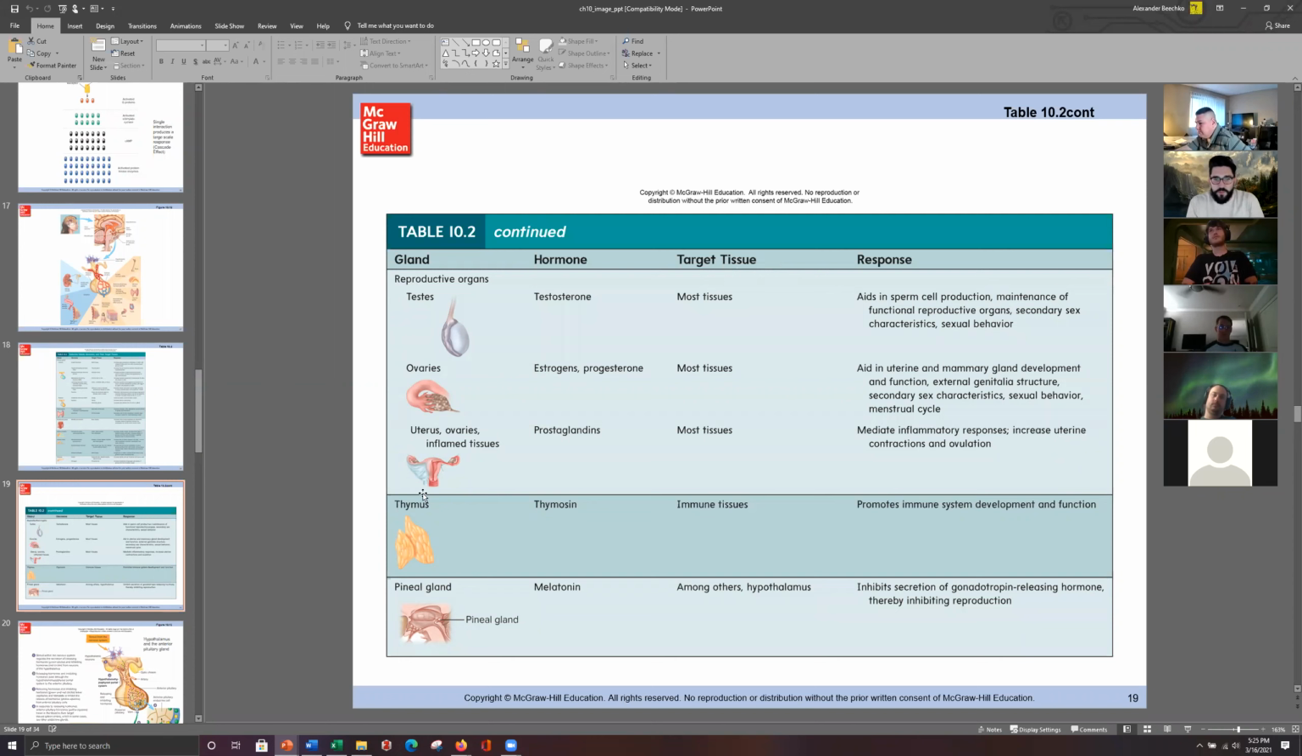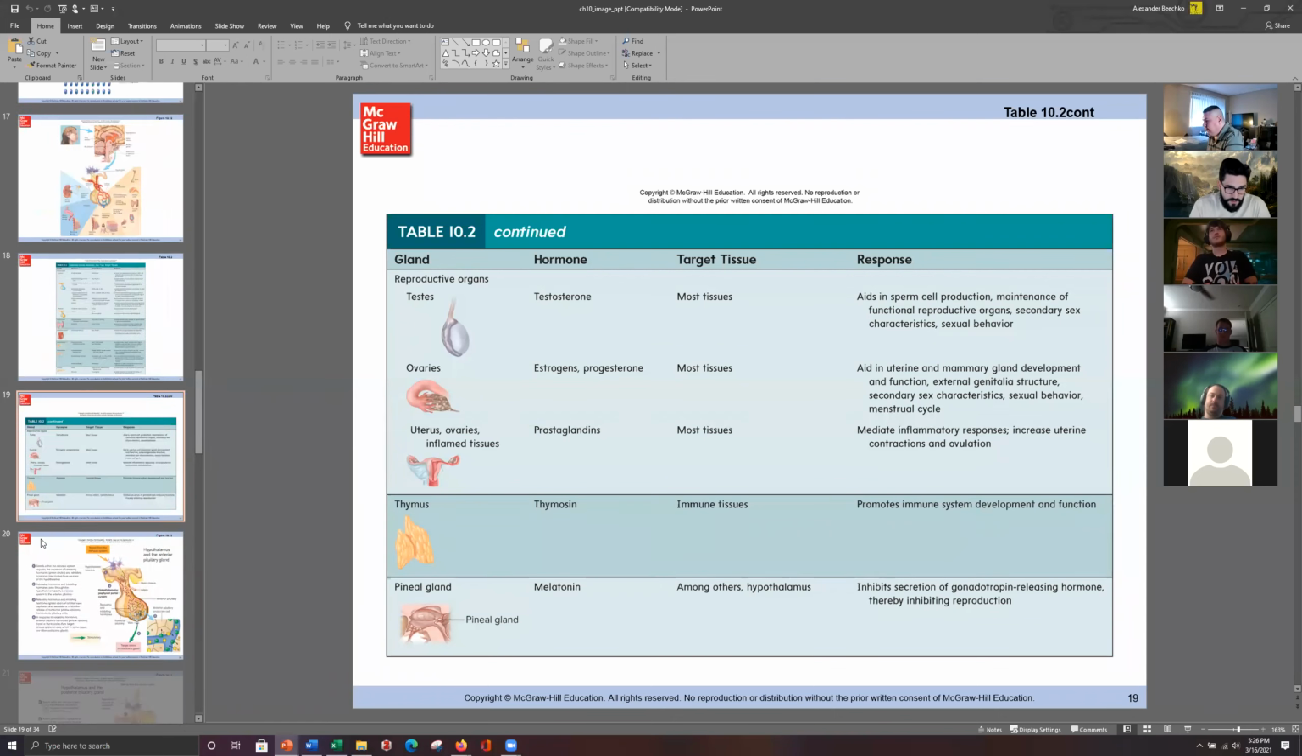All right. Then we have the thymus, which produces a hormone called thymosin, which affects immune tissues, so things like our lymph nodes, and it helps promote the development of the immune system. It'll also affect things like our red bone marrow too. And then finally, we've got the pineal gland, which produces and releases melatonin, and affects several different kinds of tissues, things like the hypothalamus. It can inhibit secretion of gonadotropin releasing hormone, thereby inhibiting reproduction. It also helps regulate things like our sleep cycle.